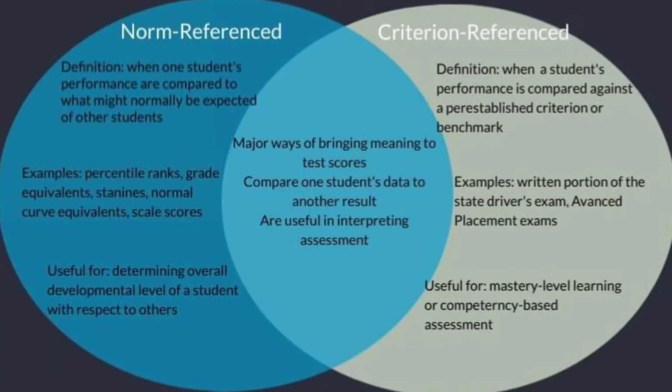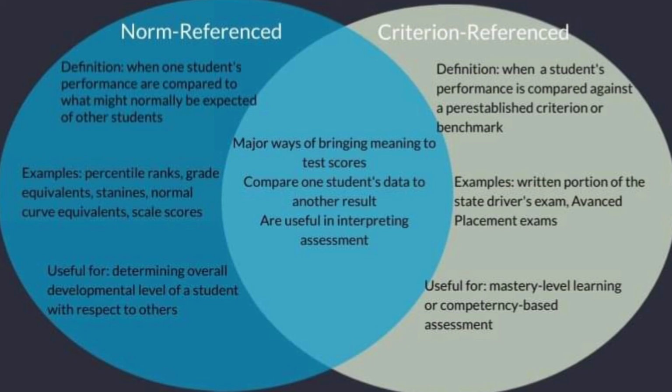So for easier differentiation, we have here a Venn diagram. Our definition for norm reference is when one student's performance is compared to what might normally be expected of other students. While criterion reference is when a student's performance is compared against a pre-established criterion or benchmark. Our examples for norm reference are percentile ranks, grade equivalents, stanines, normal curve equivalents, scale scores. And our examples for criterion reference are the written portions of the state driver's exam and advanced placement exams.